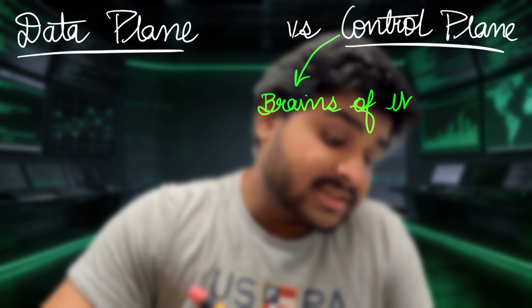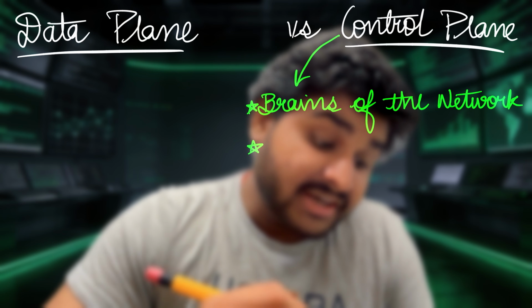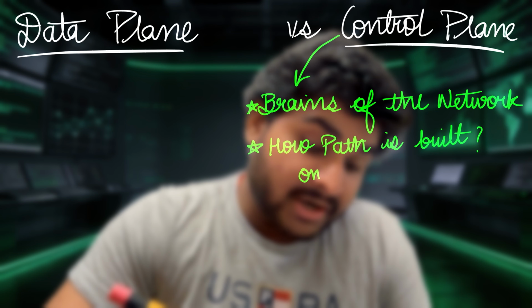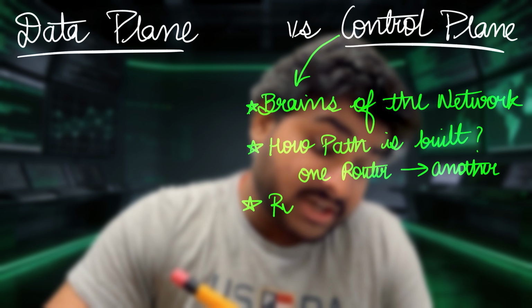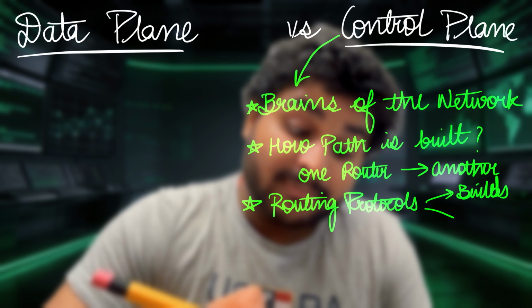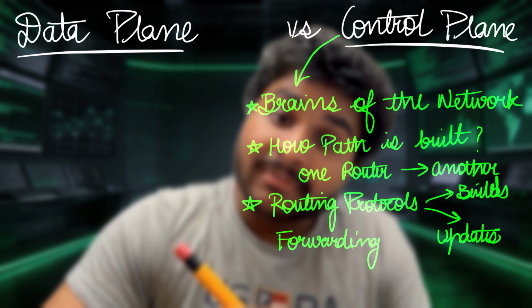Control plane. This is the brain of the network. It determines how the paths are built from one router to another. It involves routing protocols and builds or updates the forwarding tables.